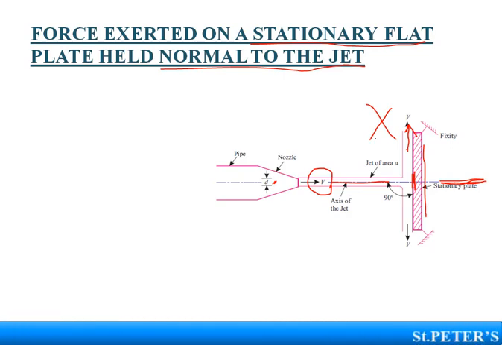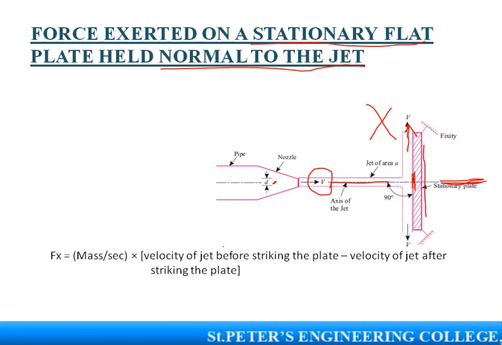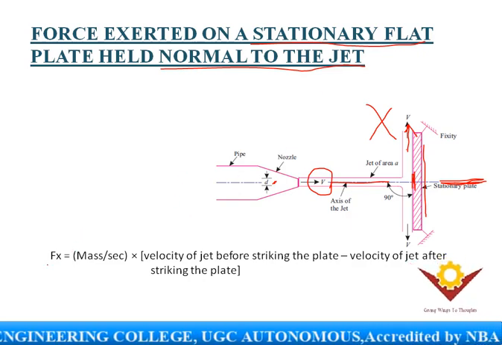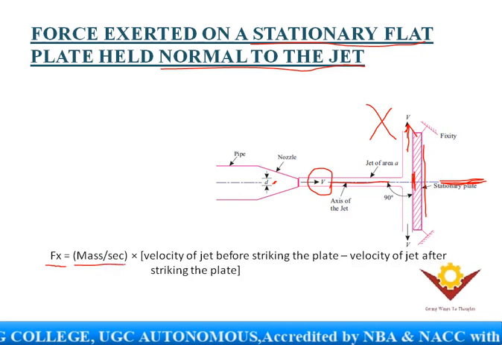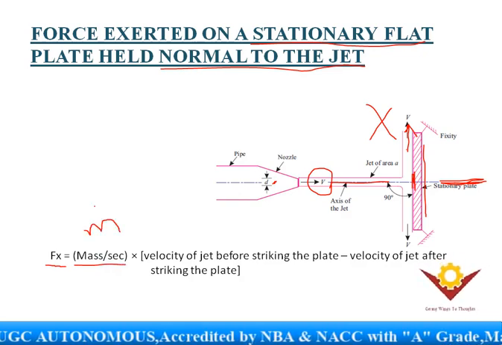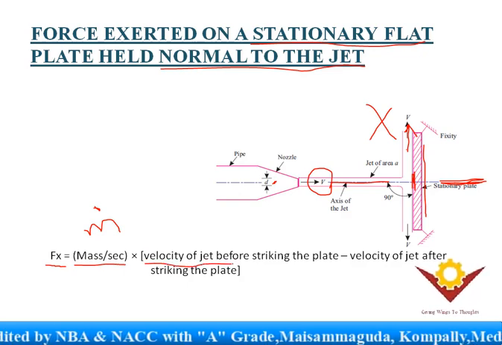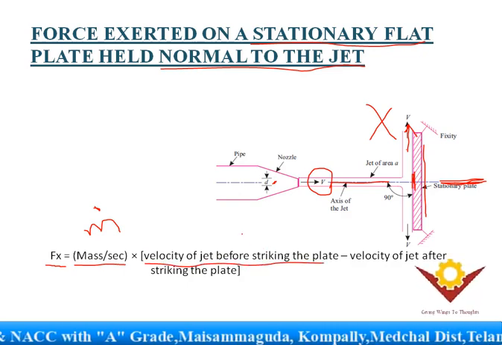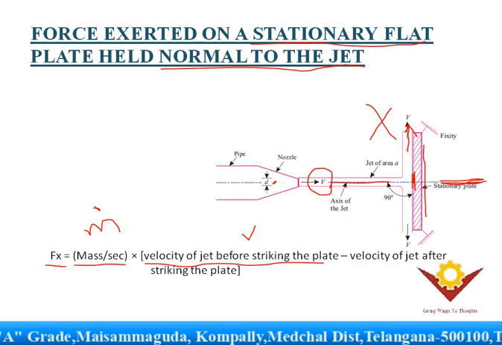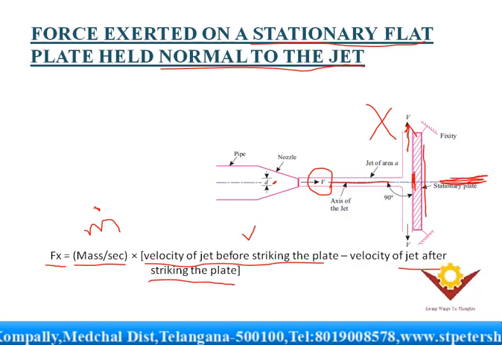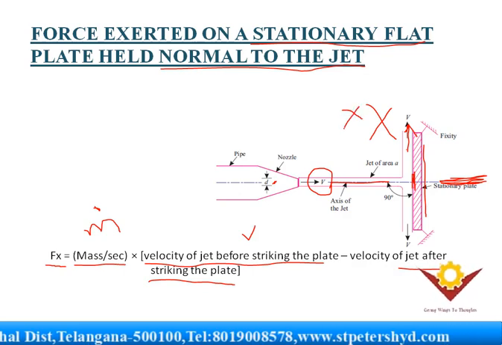Clear? Okay. Now how to solve this? According to the impulse momentum principle, the force in the x direction is equal to the mass per second, m dot, into the velocity of the jet before striking the plate, which is v, minus the velocity of the jet after striking the plate. That means we require the velocity in the x direction, not in the y direction.